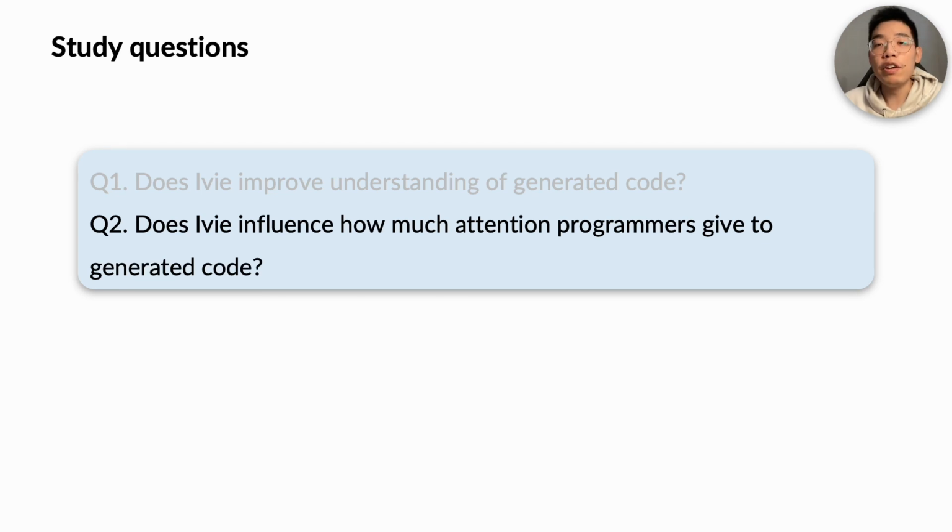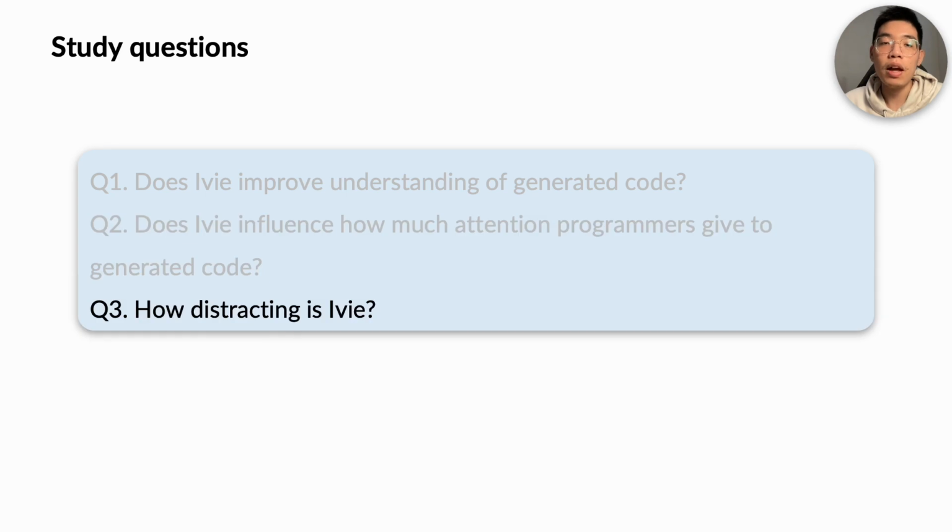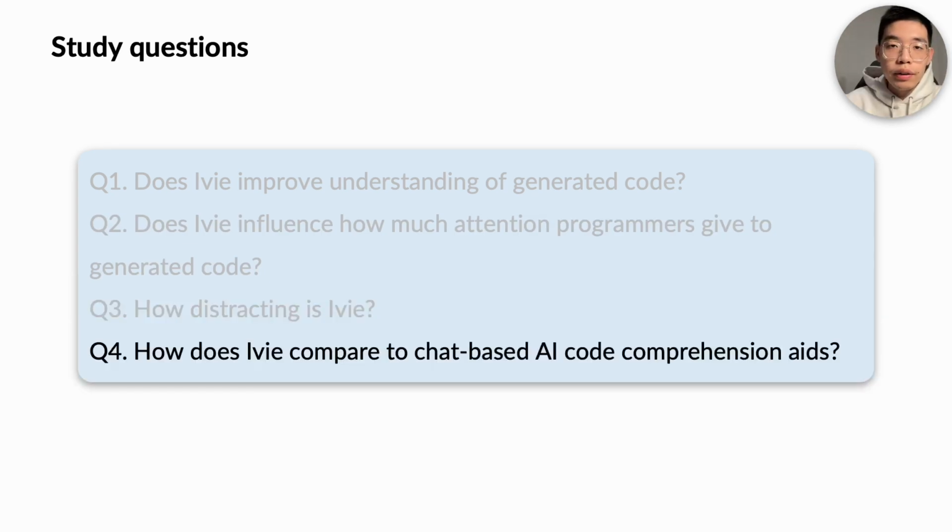Second, does Ivie influence how much attention programmers give to generated code? And third, how distracting is Ivie? And finally, how does Ivie compare to chat-based AI code comprehension aids?